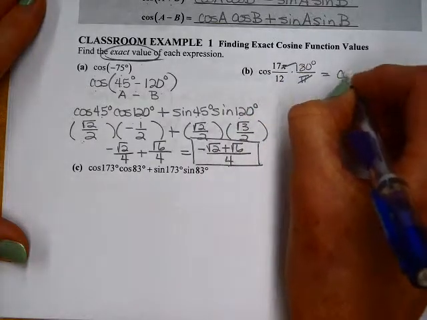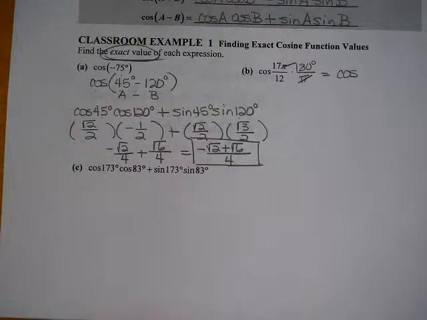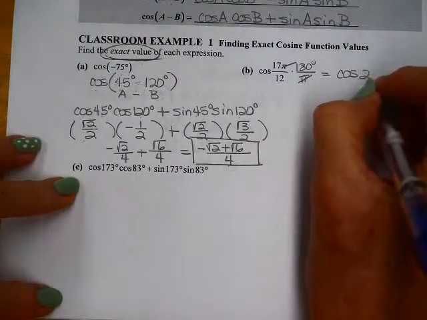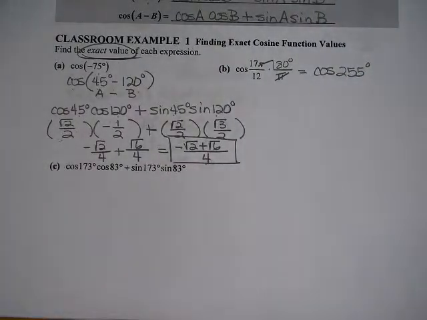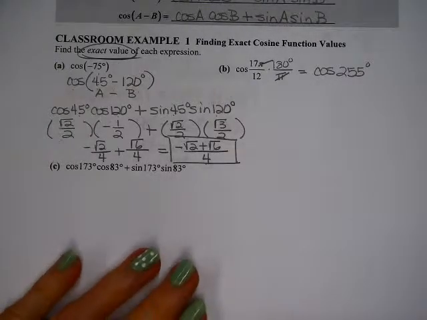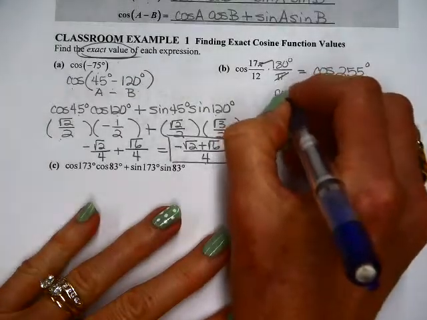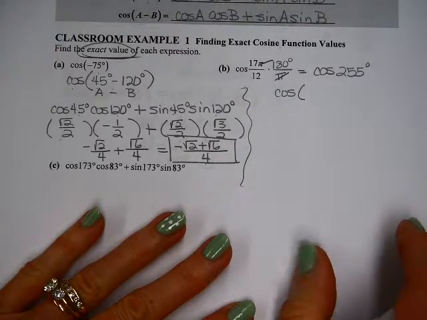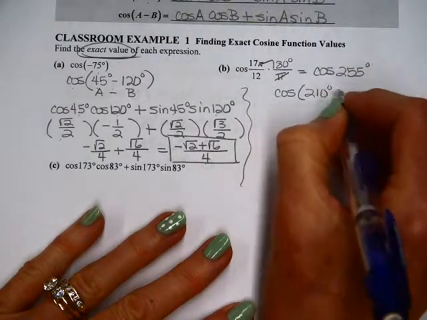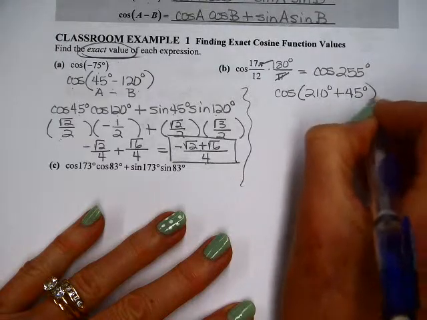and that's going to be, they're asking us for the cosine of, what is that? 255 degrees. All right, again, that exact value is not on here. So find two angles. This time let's go for addition. Somebody give me two angles that will add to give me 255. All right, 210 plus 45.